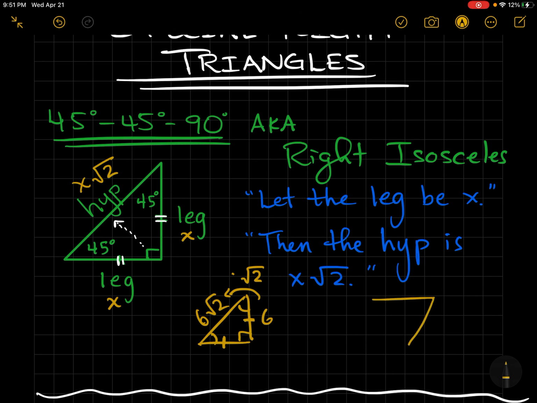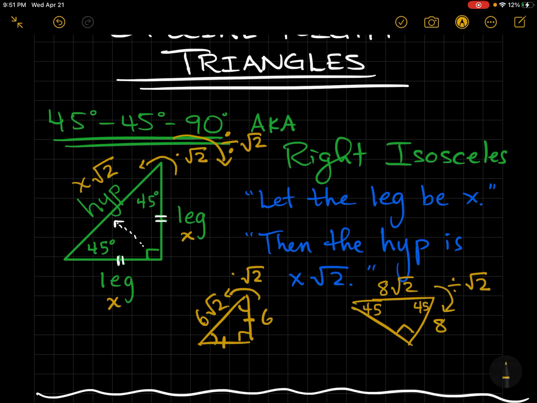However, let's say that's the right angle, and these are the 45s. If you know that this is 8 radical 2, then you divide by radical 2, and that just gives you 8. Okay, so if you go this way, multiply by radical 2, but if you go backwards, you divide by radical 2. Radical 2 is the magic number to remember.